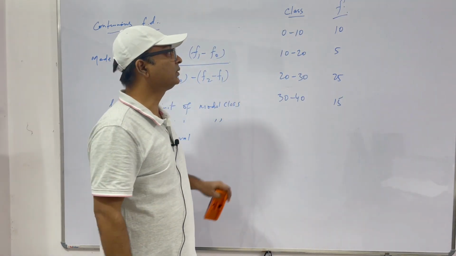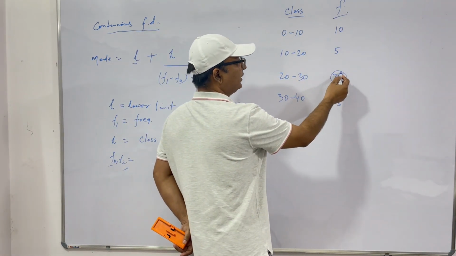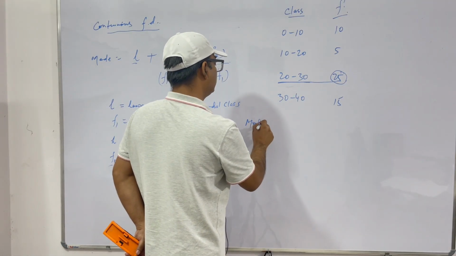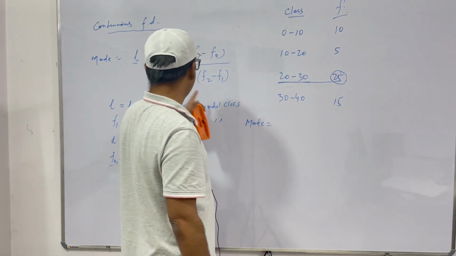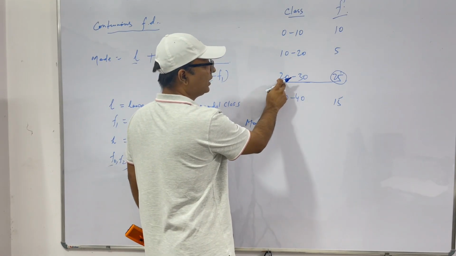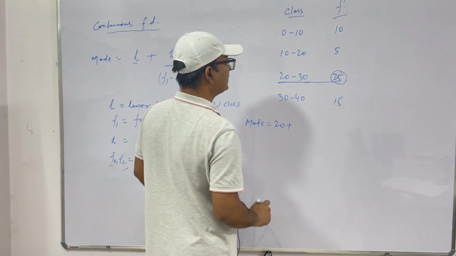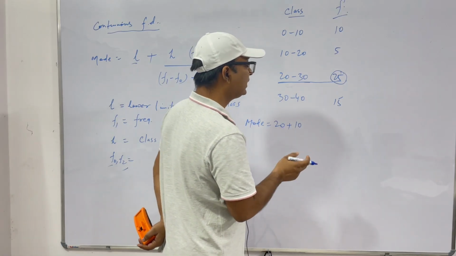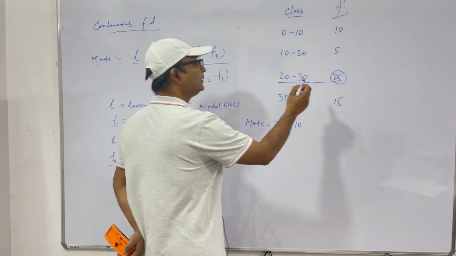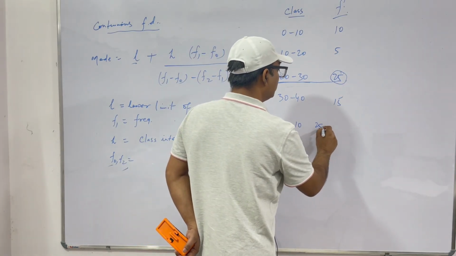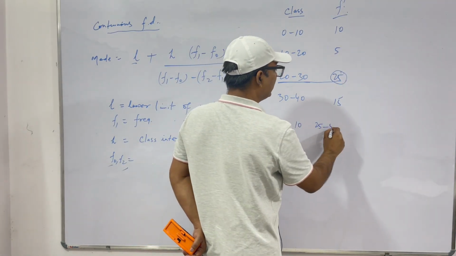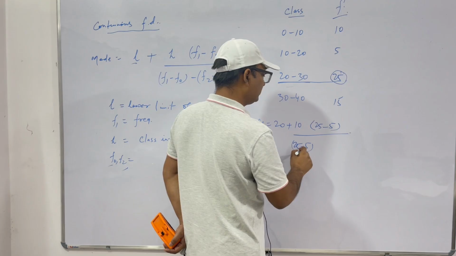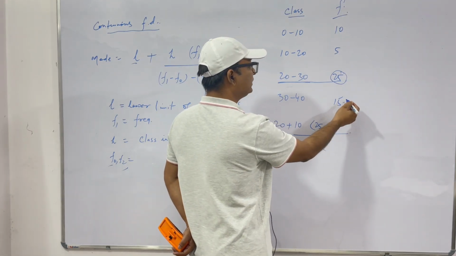So let's see this example. The highest frequency is 25, so this is our modal class. How will we find the mode? L is the lower limit of the modal class, so this is 20 plus H. H, the class interval, is 10, times F1 minus F0. F1 is the frequency of the modal class, so this is 25 minus the preceding frequency, which is 5, divided by 25 minus 5, minus F0 minus F2, that is this minus this.